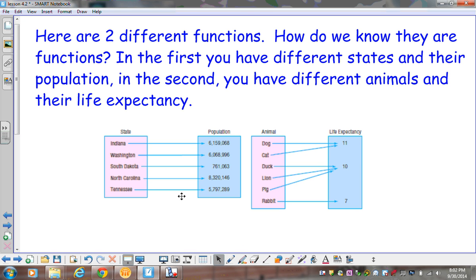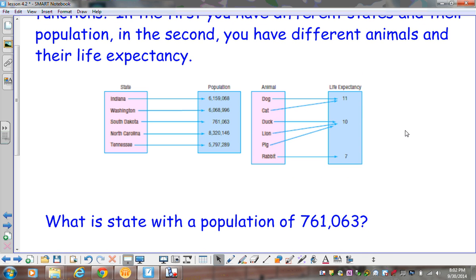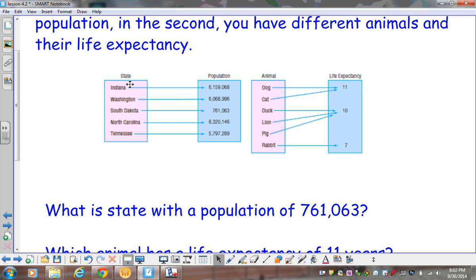This is considered to be a mapping. So here are two different functions. How do we know they are functions? First of all, we're looking to see if any of my x values repeat. The first one we have different states and their population. The second we have different animals and their life expectancy. So let's just look here. Indiana has one line to it, which means if I were to write that as an ordered pair, it'd be Indiana, comma, its population. My second would be Washington, comma, its population, South Dakota, comma, its population, North Carolina, comma, its population, Tennessee, comma, its population. That's if I wrote those as ordered pairs.